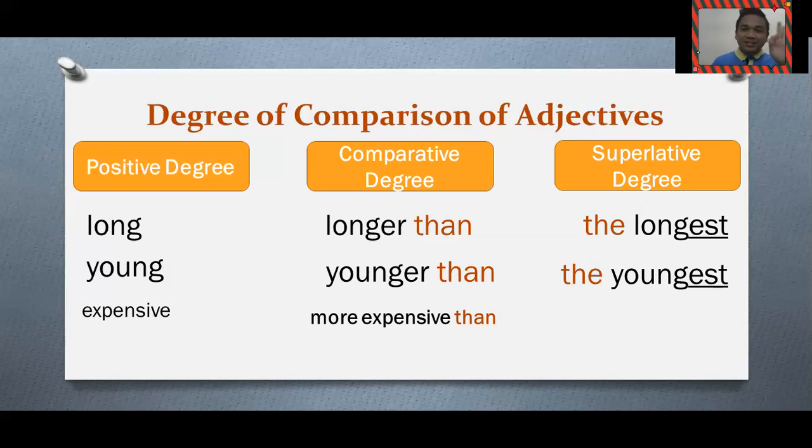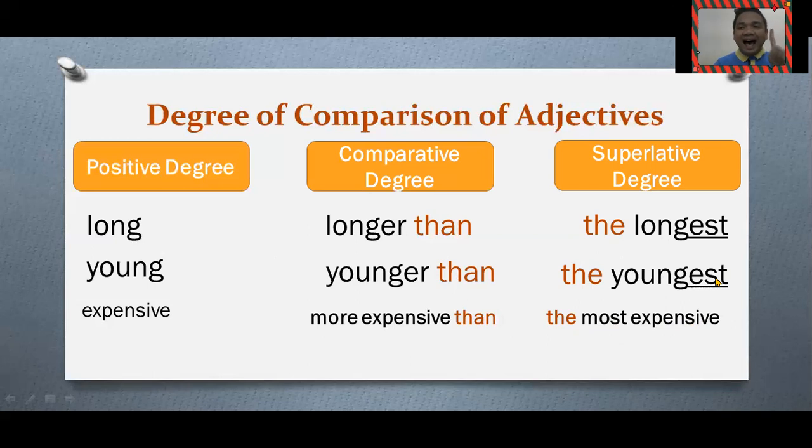Expensive. So three syllables. Now again, expensive, comparative, more expensive than. Okay. Superlative, you will say the most expensive. Again, all the superlatives have the. And then after that, you have to add the word most expensive.